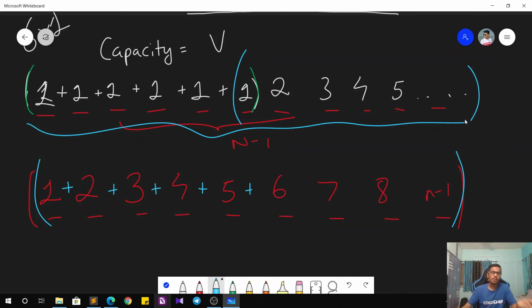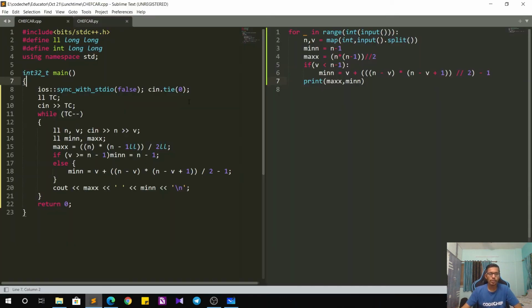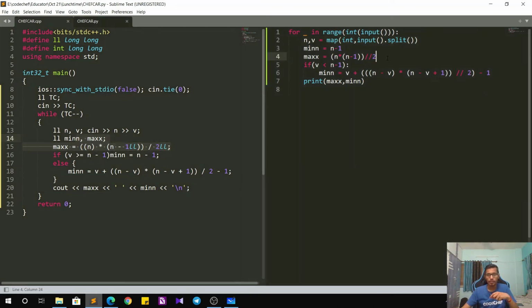So let's jump to the C++ and Python implementation now. So the implementation is going to look like this. First we take the input for n and v for each test case. Then I create two variables min and max. Same goes in Python. The for loop is for number of test cases. I take the input for n and v. Then I create two variables min and max. The value of maximum is always fixed. It is the sum of first n minus 1 natural numbers, that is n minus 1 into n divided by 2. Same we have in Python as well.